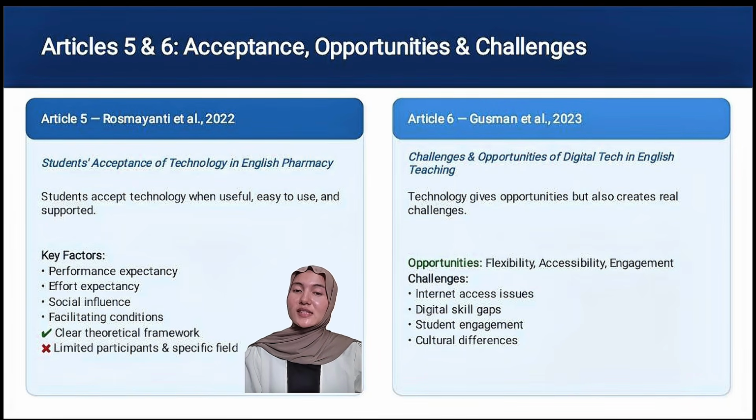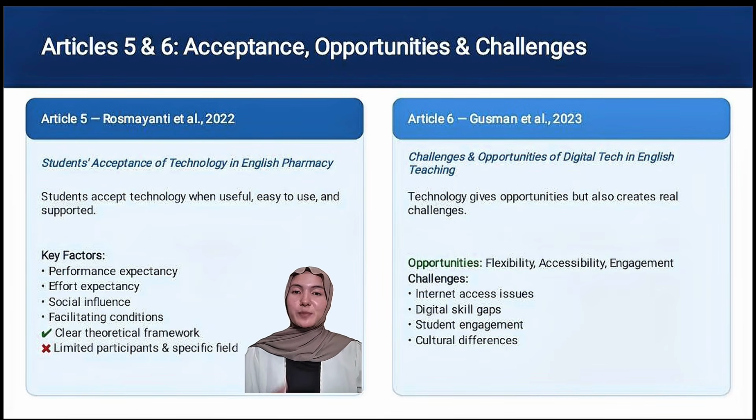The strength of this article is that it gives a balanced explanation because it discusses both the benefits and challenges of technology. However, the weakness is that it doesn't use original empirical data. And the connection between the fifth and sixth article is about the success of technology use. The fifth article explains that students need to accept technology first. If students feel that technology is useful and easy to use, they will be more willing to use it.